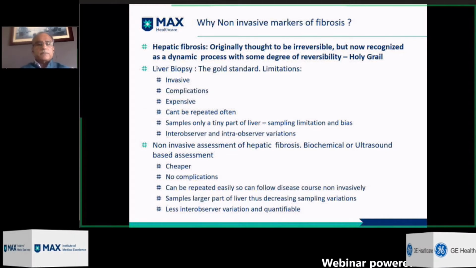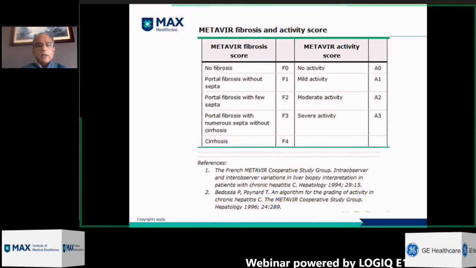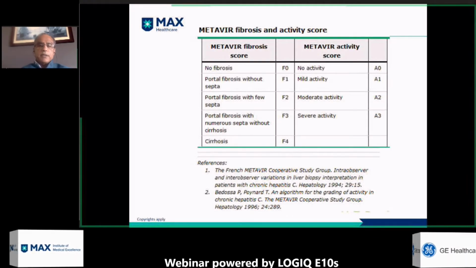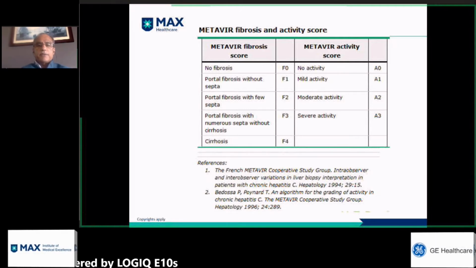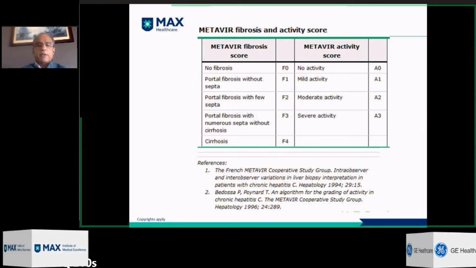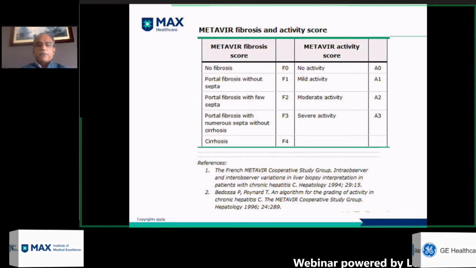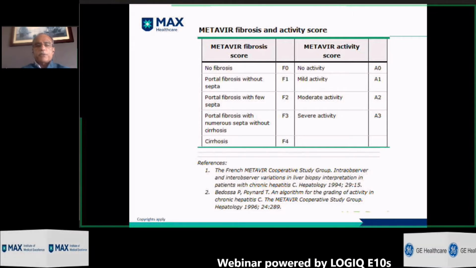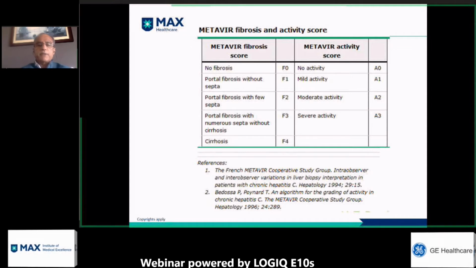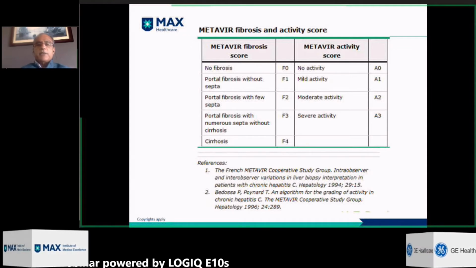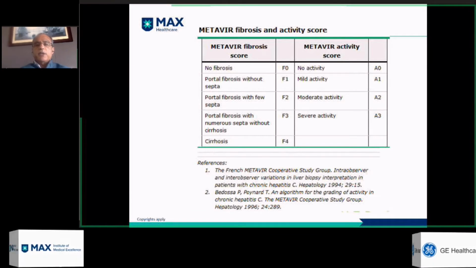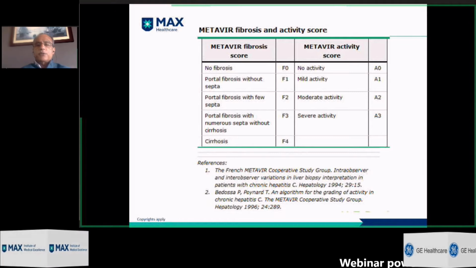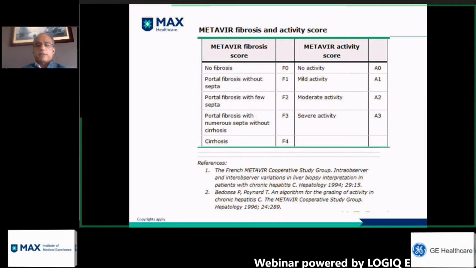Next slide, please. So this is a Metavir score that Dr. Nidhi had alluded to. So this is assessed as no fibrosis, which is F0, portal fibrosis without septa, which is F1, portal fibrosis with a few septa, which is F2, portal fibrosis with numerous septa but without full-blown cirrhosis, F3, and cirrhosis with nodule formation, everything else is F4. In addition, the Metavir activity score is also there, which suggests the degree of inflammation: A0 is no activity, mild activity, moderate activity, and severe activity.